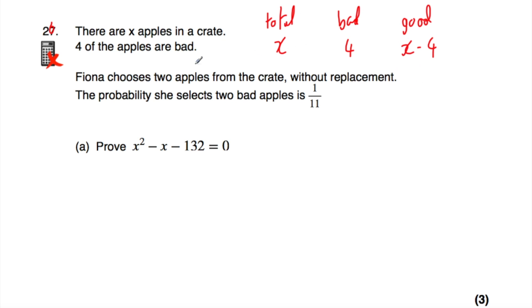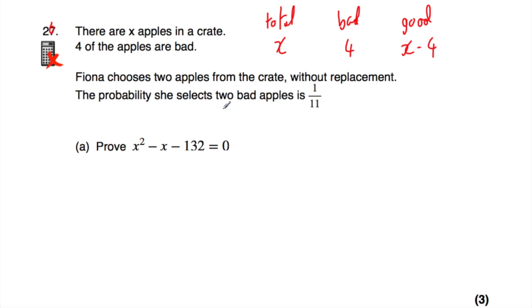So we're told that Fiona chooses 2 apples at random from the crate without replacement. She's going to take 2 apples from the crate, and the probability that she selects 2 bad apples is 1/11. Now you could do a tree diagram here if you wanted to, with good apple, bad apple, and so on.